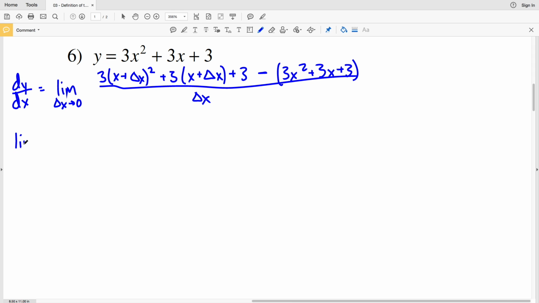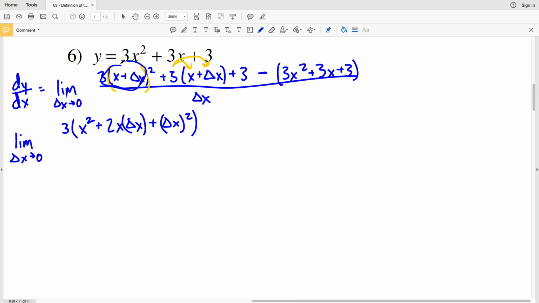So I'm going to have the limit as delta x approaches 0 of, well, in my next step, I'm going to distribute my 3 to x and delta x. I'm going to distribute this negative, so I'm going to subtract each of these terms. And I'm also going to expand out x plus delta x squared. So we'll have 3 times x is x squared plus x times delta x plus x times delta x is 2x times delta x. And then delta x times delta x is delta x squared.